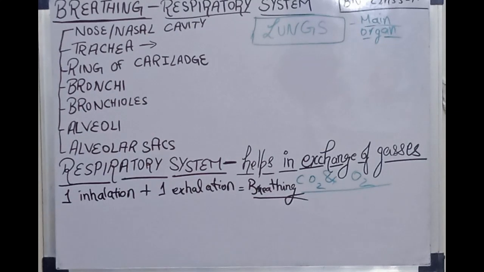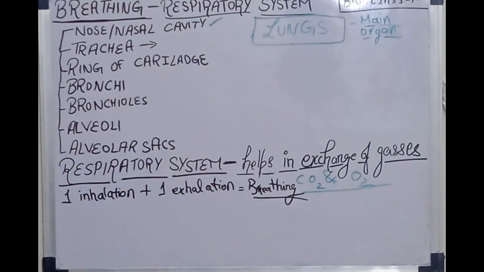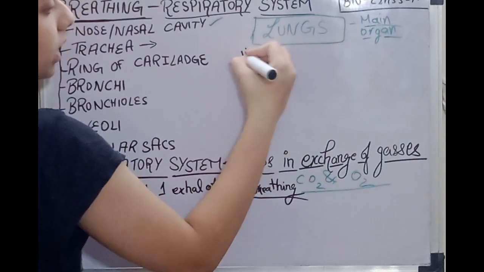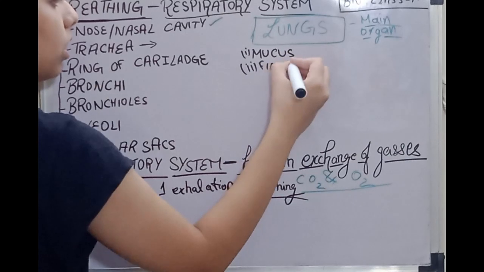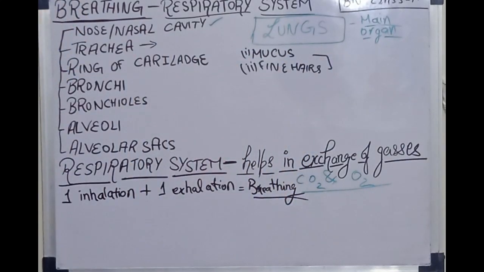Okay. From where do you inhale? पहले inhale से start करते हैं. We inhale from our nose. You can call that the nasal cavity. Nasal cavity or nose. Okay. Nasal cavity में क्या होता है? Mucus. Just keep on writing these things. Second, fine hairs. These two things are there in your nose. You know that, right? Okay.